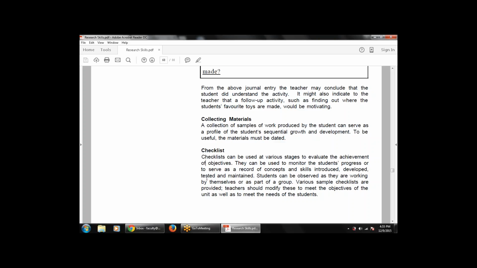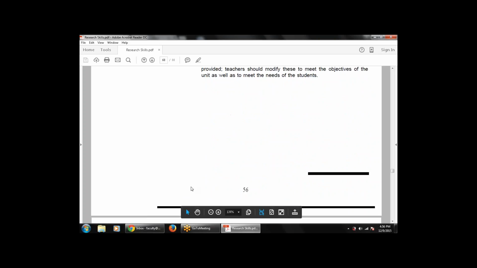Various sample checklists are provided. Teachers should modify these to meet the objectives of the unit, that is, the main objective of the unit, as well as to meet the needs of the students. From time to time, in a time period, we provide the checklist and mark whether each item is achieved. Yes, this is achieved, this is achieved. That is the checklist.